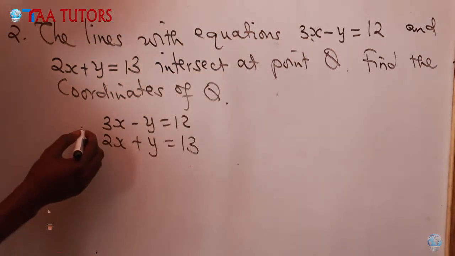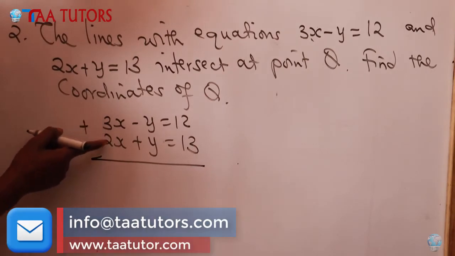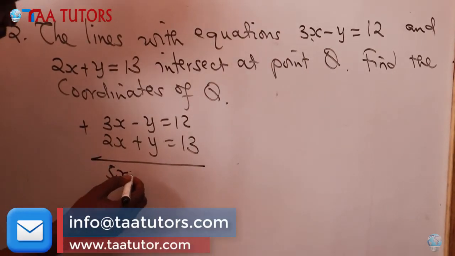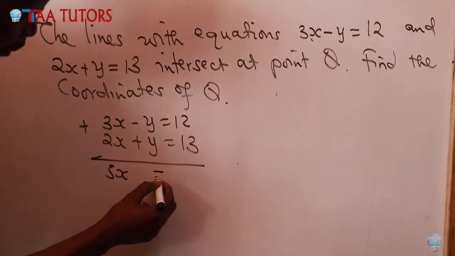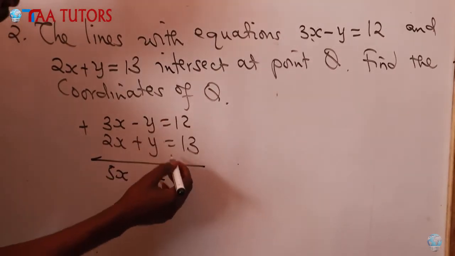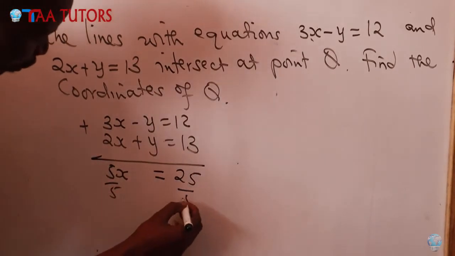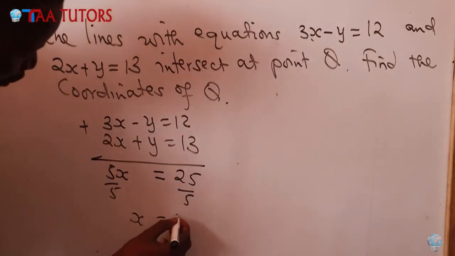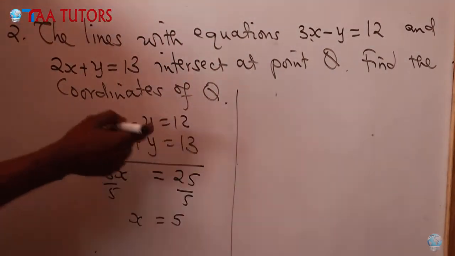So I will add these equations, and when I add them, 3x plus 2x is 5x, but negative y plus y is actually 0y, so I'll get 0 there. Then 12 plus 13 is 25. So over 5, x equals 5. Now we have got the value of x. I want to get the value of y.